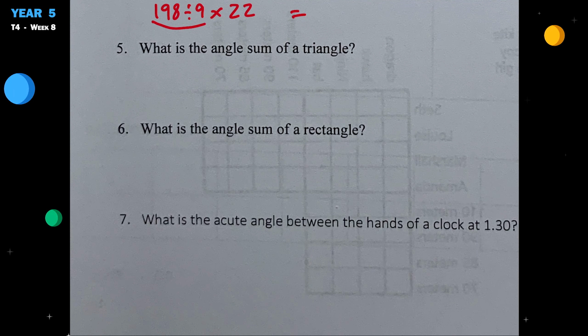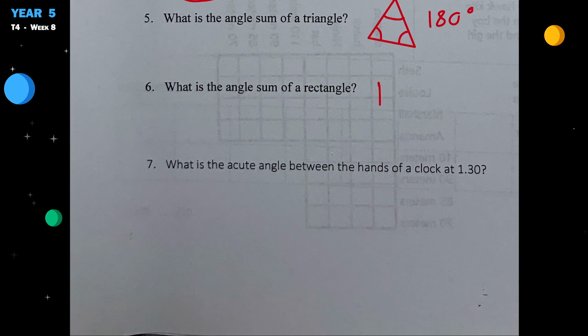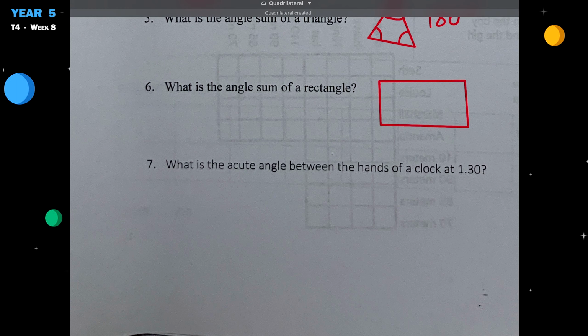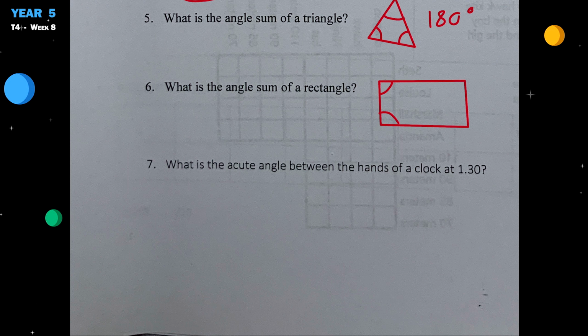What is the angle sum of a triangle? Inside a triangle, what do all the angles add up to? It adds up to 180 degrees. What's the angle sum of a rectangle? Any four-sided shape, rectangle, square, any quadrilateral, all of the angles inside of it always add up to 360.